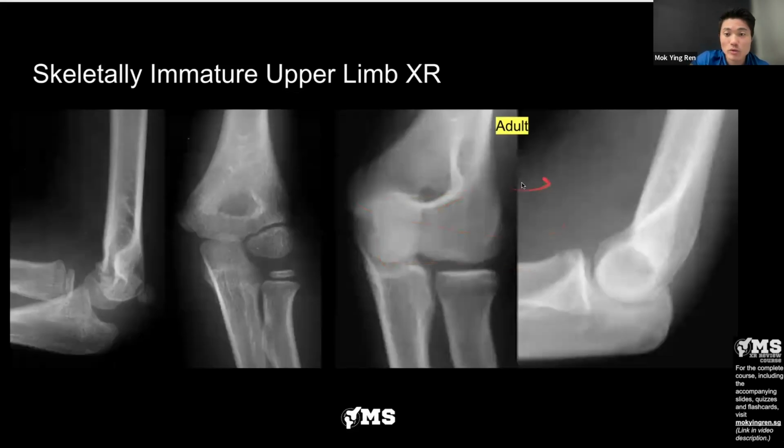Again, over here, this is an adult elbow X-ray. This is a skeletally immature elbow X-ray, and what do we see? We see open physis. Right, this is over at the capitellum. Open physis at the radial head. Okay, open physis. This one is over at the medial epicondyle. And you don't see all this in the adult. So again, by pattern recognition, we can know that these are not fracture lines, but they are open physis.